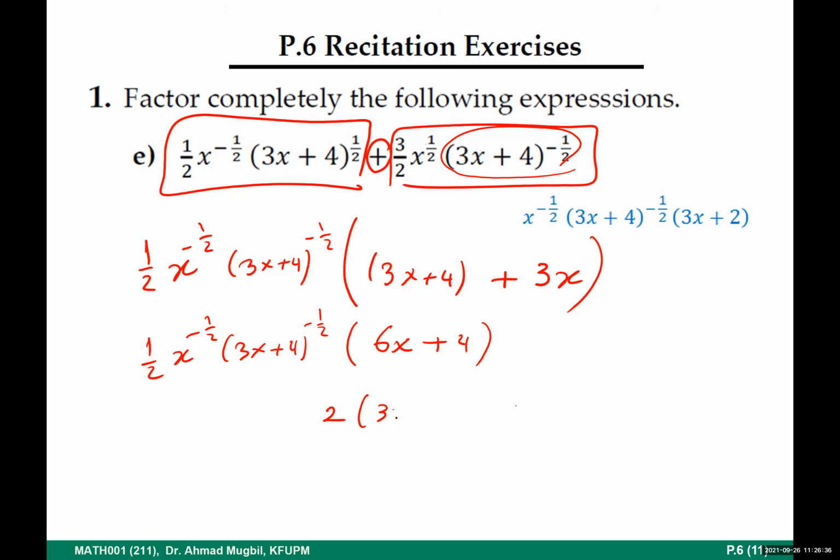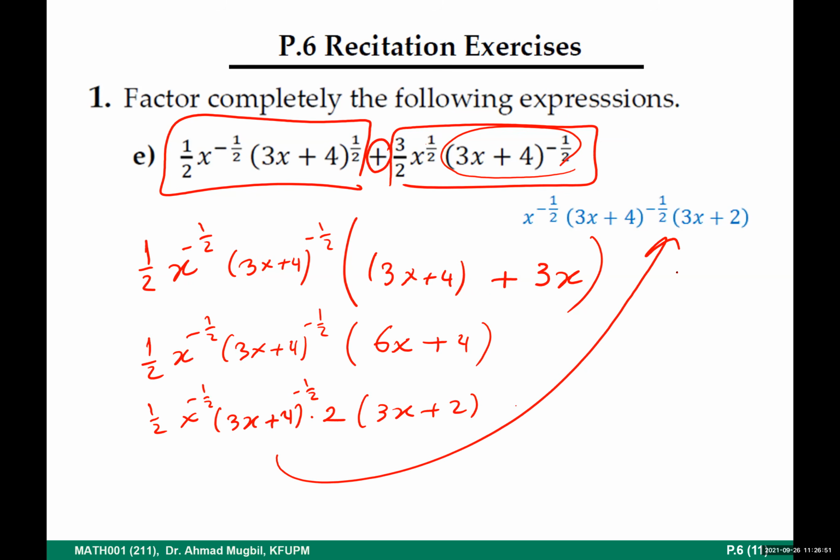2. It is 2. So you will have here 3x plus 2 times this, a half x to the power minus a half, 3x plus 4 all to the power minus a half. Now, this 2 can be simplified with this 2, and you'll have this puzzle. Okay, this, of course, can be cancelled with this.